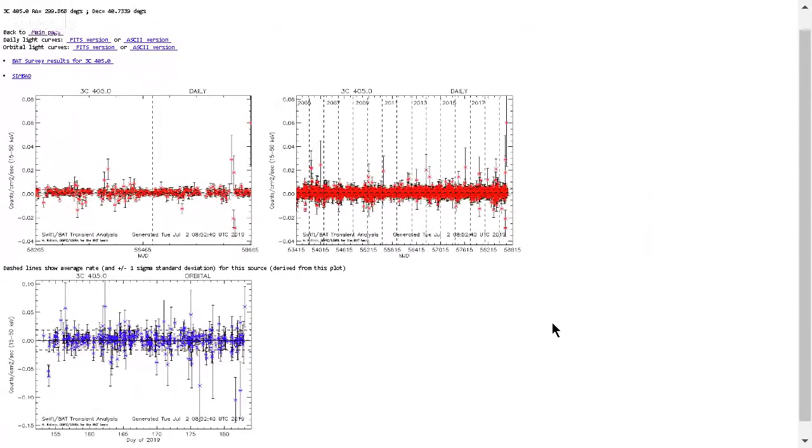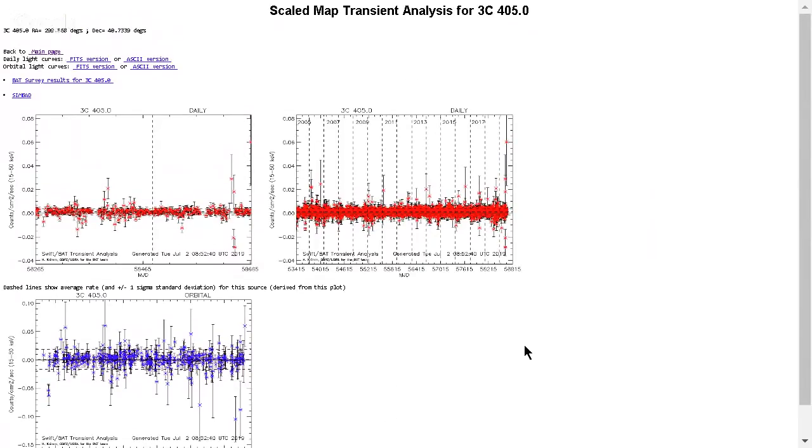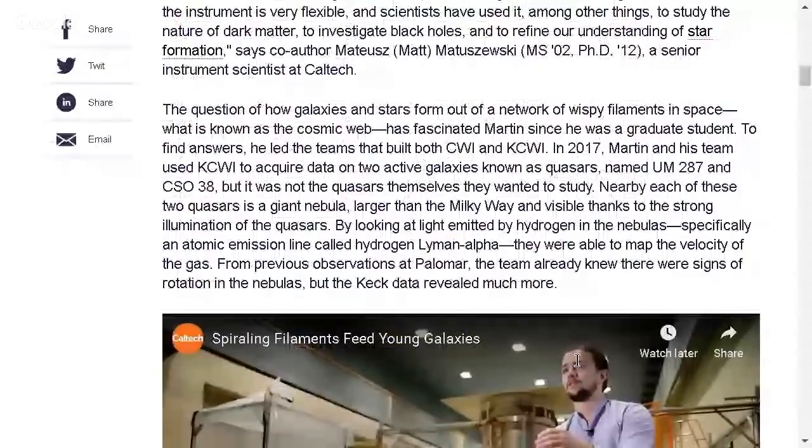Cygnus A, the massive radio galaxy located over 500 million light years away, is a stronger radio source than anything else in the universe except for the sun, from the perspective of our planet. Cygnus A, if you're not familiar with it, read up. It's a crazy radio galaxy, and it's huge.